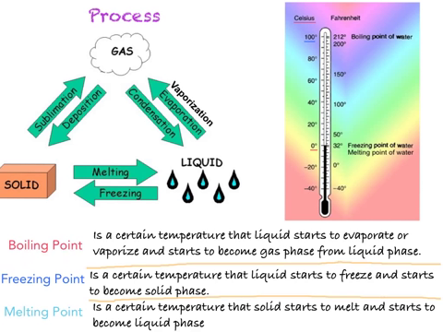Boiling point is a certain temperature at which liquid starts to evaporate or vaporize and starts to become gas phase from liquid phase. For water, it's 100 degrees Celsius. Freezing point is a certain temperature at which liquid starts to freeze and starts to become solid phase. For water, it's 0 degrees Celsius. Melting point is a certain temperature at which solid starts to melt and starts to become liquid phase. For water, it's 0 degrees Celsius. The end.